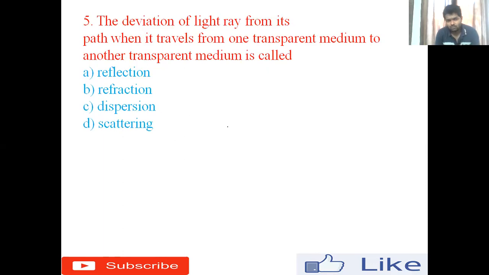So now we'll come back here. This is the surface XY. This is the normal. This is the incident light ray. I'll call it the angle of incidence. And this is the refracted light ray. I'll call it the angle of refraction.